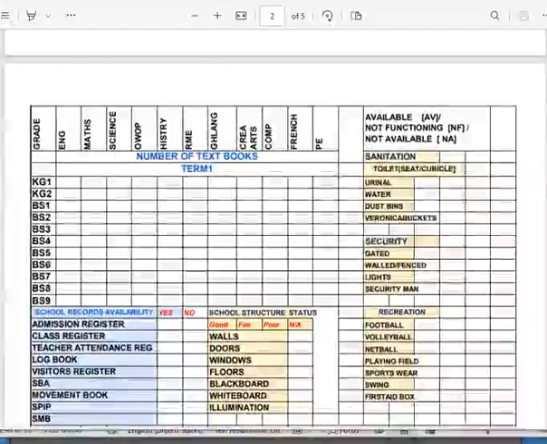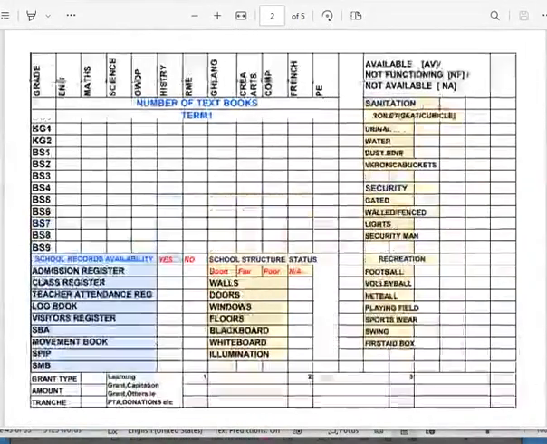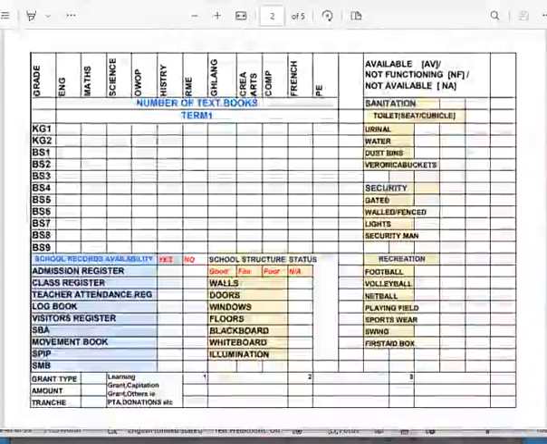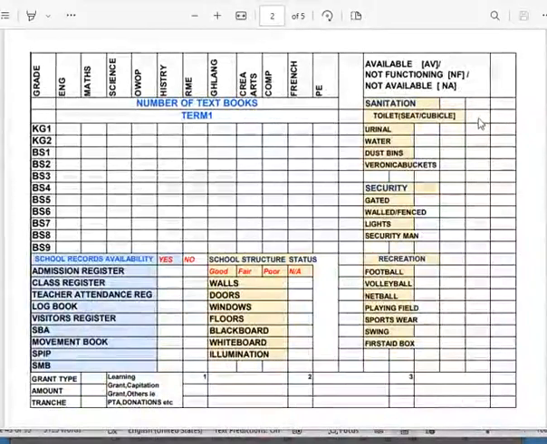Then you continue to provide information on the availability, non-functioning, or non-availability of sanitation materials and equipment, security, and recreation. So here under sanitation, the question is, does the school have a toilet or seat cubicle? If it is available, you indicate beside it or in front of it available. If it is not functioning, you indicate NF. If it is non-available, you indicate NA over here.